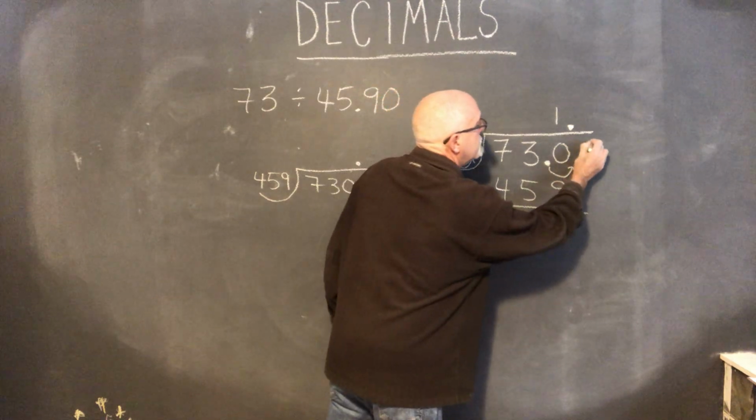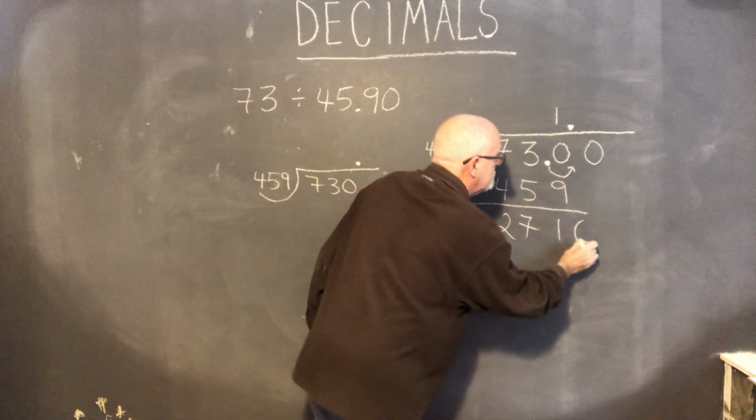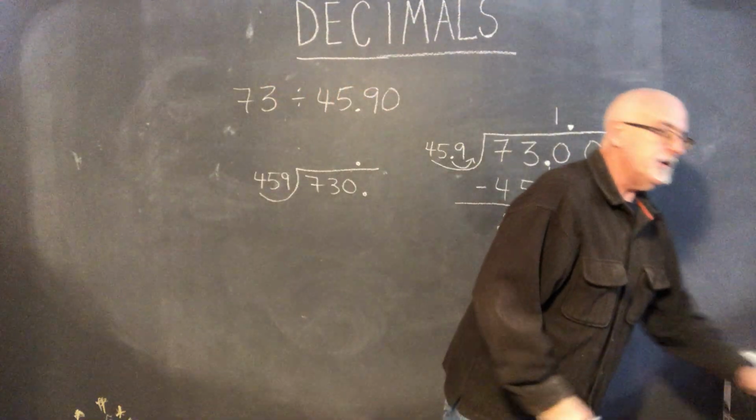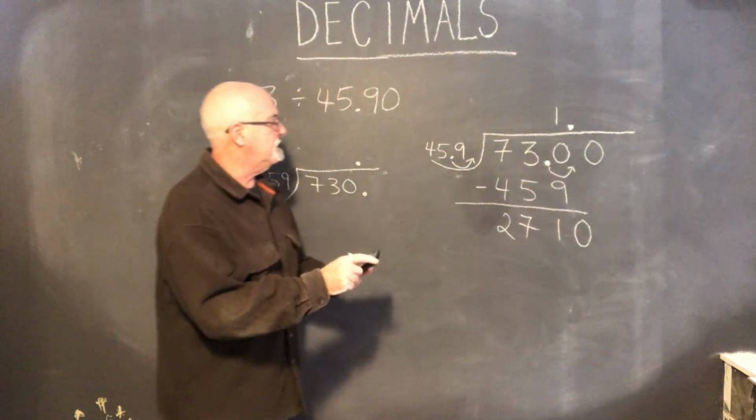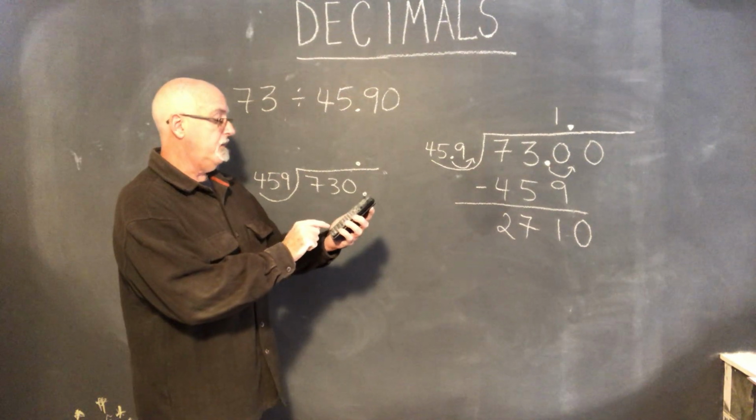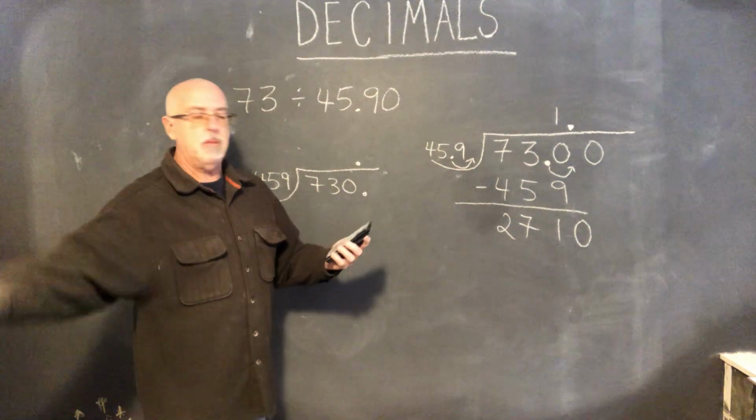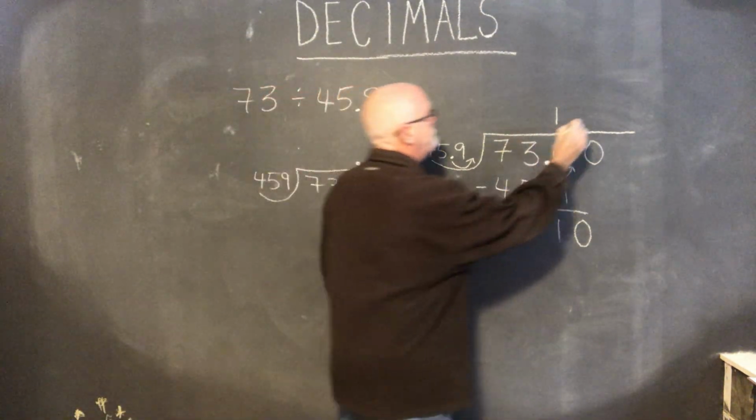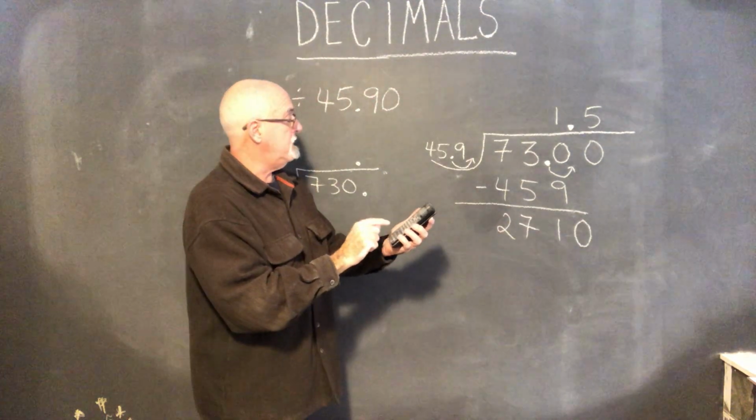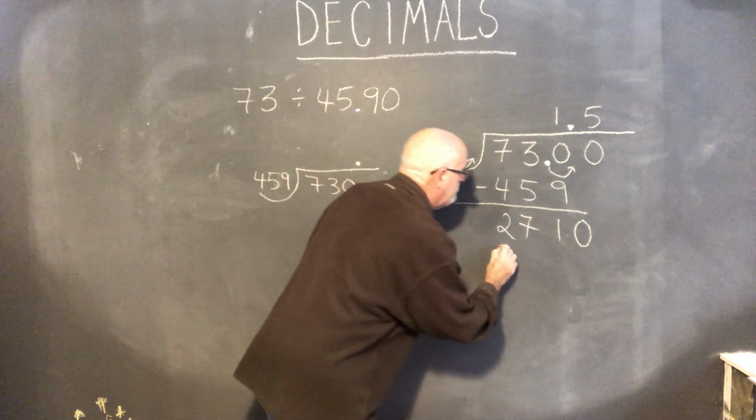So what I need to do is put a 0 here, make this longer, carry that 0 down, and I'm trying to fit 459 into 2,710. Does it get any more challenging than this? 2,710 divided by 459 equals 5.904, blah, blah, blah. So it's the 5 that I care about. And now, 5 times 459, 2,295.